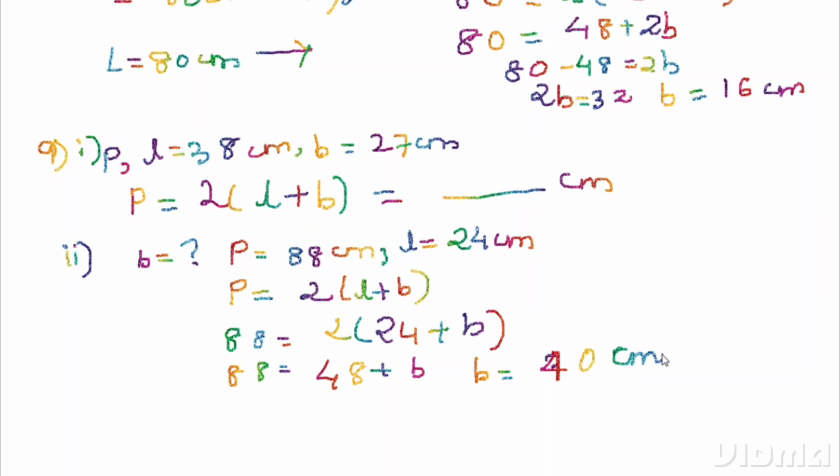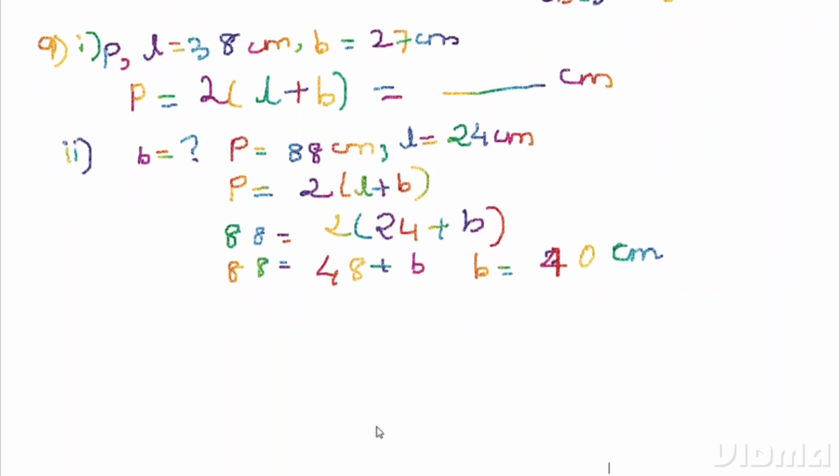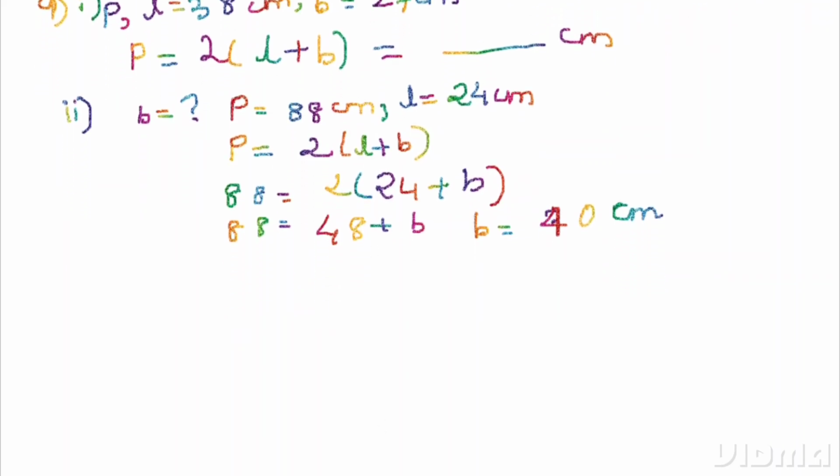And the third part states that you have to find the length. Length you have to find if the perimeter is given as 96 meter and the breadth is given as 28 meter. So this is similar to the second question.